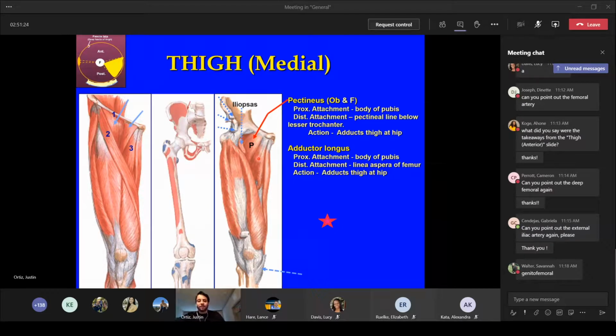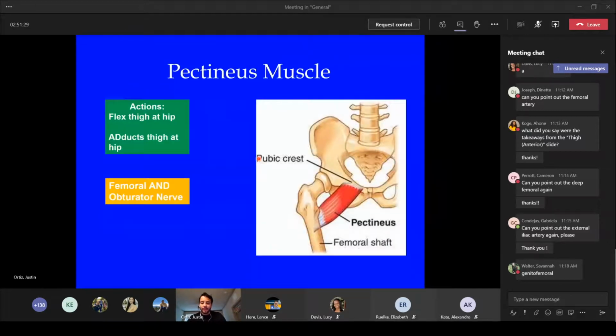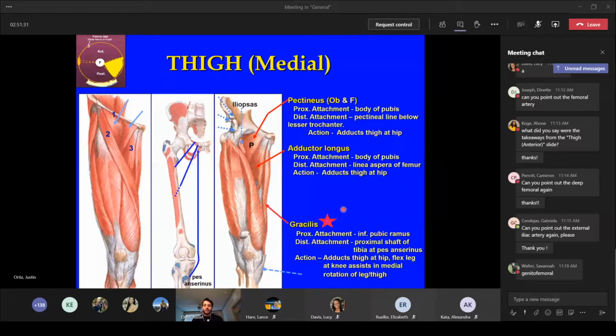So he gave the muscles here, which are going to be pectineus, adductor longus, and gracilis. So I put a star here again. Gracilis is going to be a 2-joint muscle, because it's going from your inferior pubic ramus, which is located on your hip, and it's crossing your hip as well as your knee joint in order to get to the proximal shaft of your tibia at your pes anserinus, right? So that's going to be important.